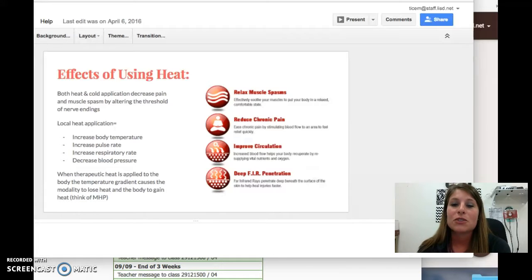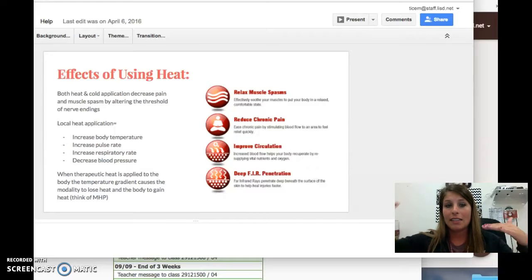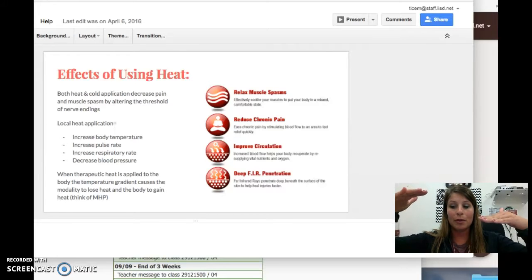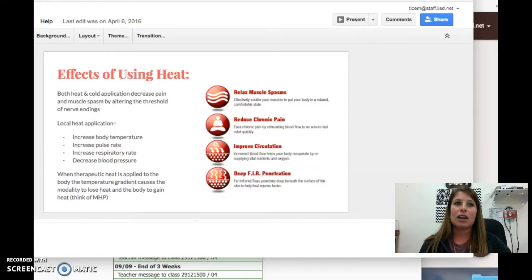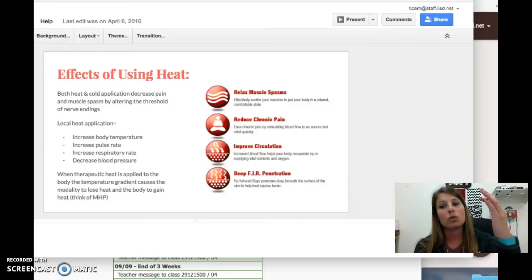As a reminder, we do have that temperature gradient, which is just the difference between the tissue temperature and the modality itself. We said that 91 degrees is our average skin temperature. If the modality is 110, then your body is going to heat up as that modality gets cooler until that temperature matches, because your skin is heating up but you are losing heat in your modality.